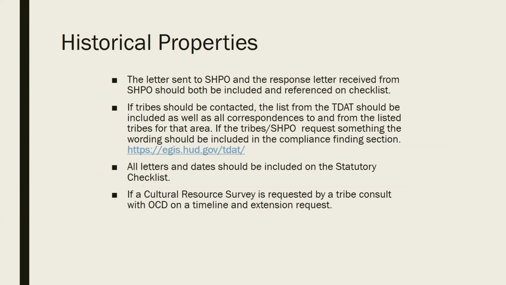If the tribe should be contacted, the list from the TDAT should be included, and it should show every tribe that you contacted. So if the list shows that you should contact 2 or 3 different people from one tribe, each one of those letters should be included, and you should send a copy to us to let us know that you sent those letters out. All letters and dates should be included on the statutory checklist.